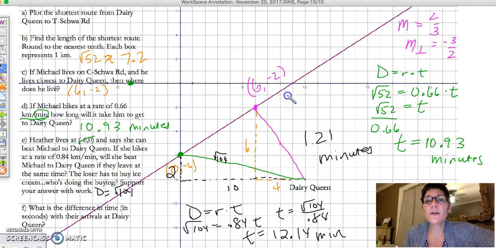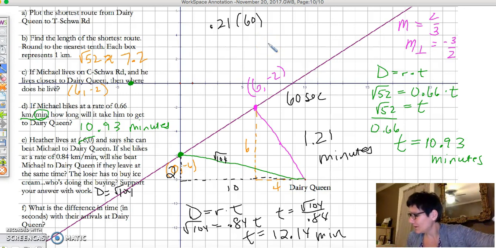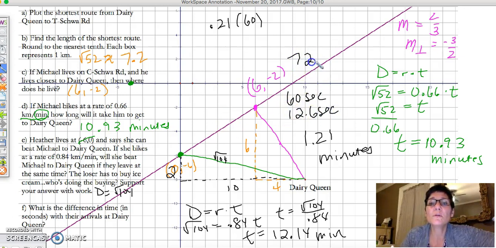So the 1 minute I already know is 60 seconds, right? And then 0.21 minutes, if I wanted to find out how many seconds there are, I would simply multiply it by 60 because there's 60 seconds in a minute. So 0.21 times 60, friends, is 12.6 seconds. So the total is 72.6 seconds. So that's how much he beat her by.